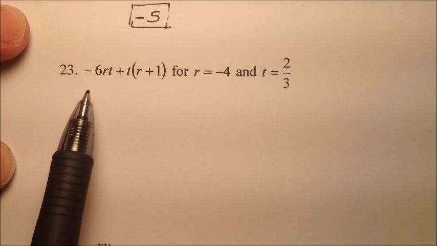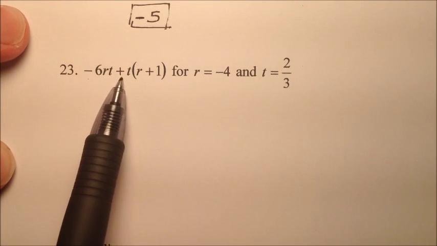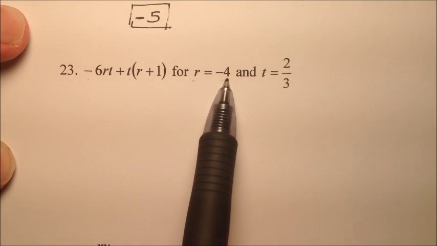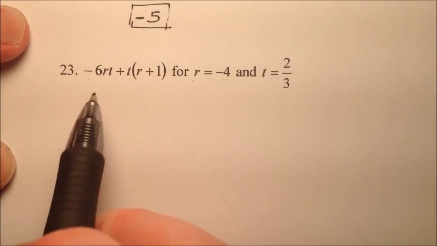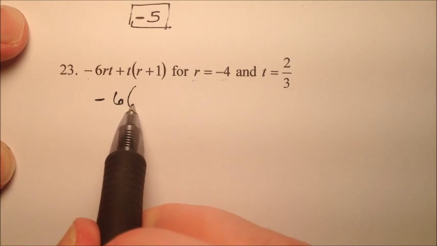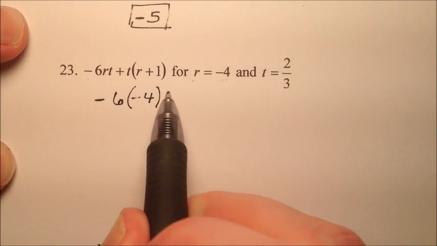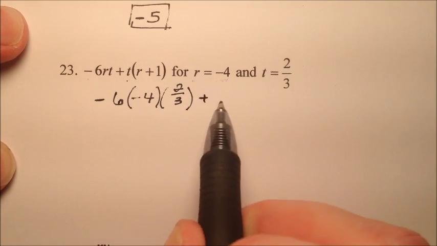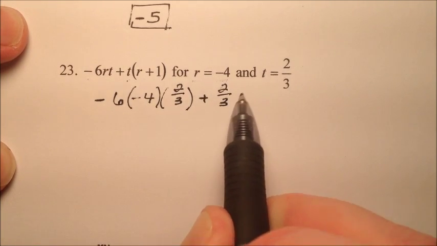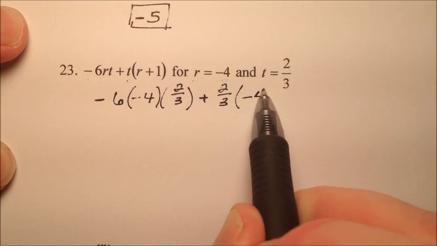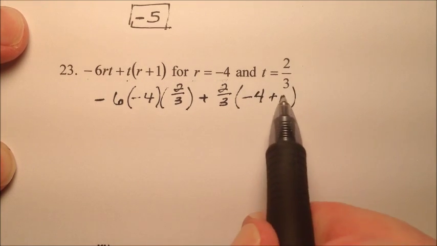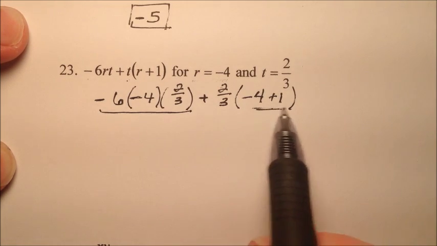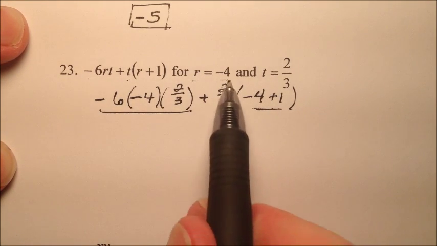In number 23, we have negative 6RT plus T times the quantity R plus 1, as long as R is negative 4 here and T is 2/3. So we're going to do negative 6 times R, which is negative 4, times T, which is 2/3, plus this 2/3 again that's going to come out outside these parentheses, and R is negative 4 plus 1. Okay, so here we're multiplying, and then we're going to do what's in the parentheses first, and then multiply it by 2/3.